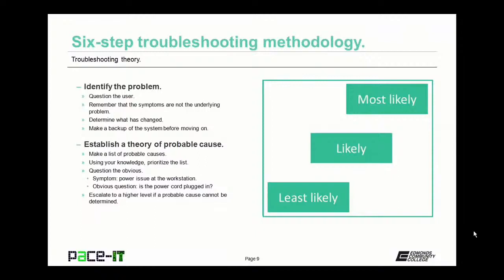From there, you establish a theory of probable causes. You make a list of all of the probable causes, then using your technical knowledge, prioritize that list. Your list should have the probable causes listed from most likely to least likely. And by the way, you need to question the obvious. If it's a power issue at the workstation, is the power cord plugged in? Once you have your theory of probable causes, this is where you first consider whether or not you can take care of it or if you need to escalate it to a higher authority.